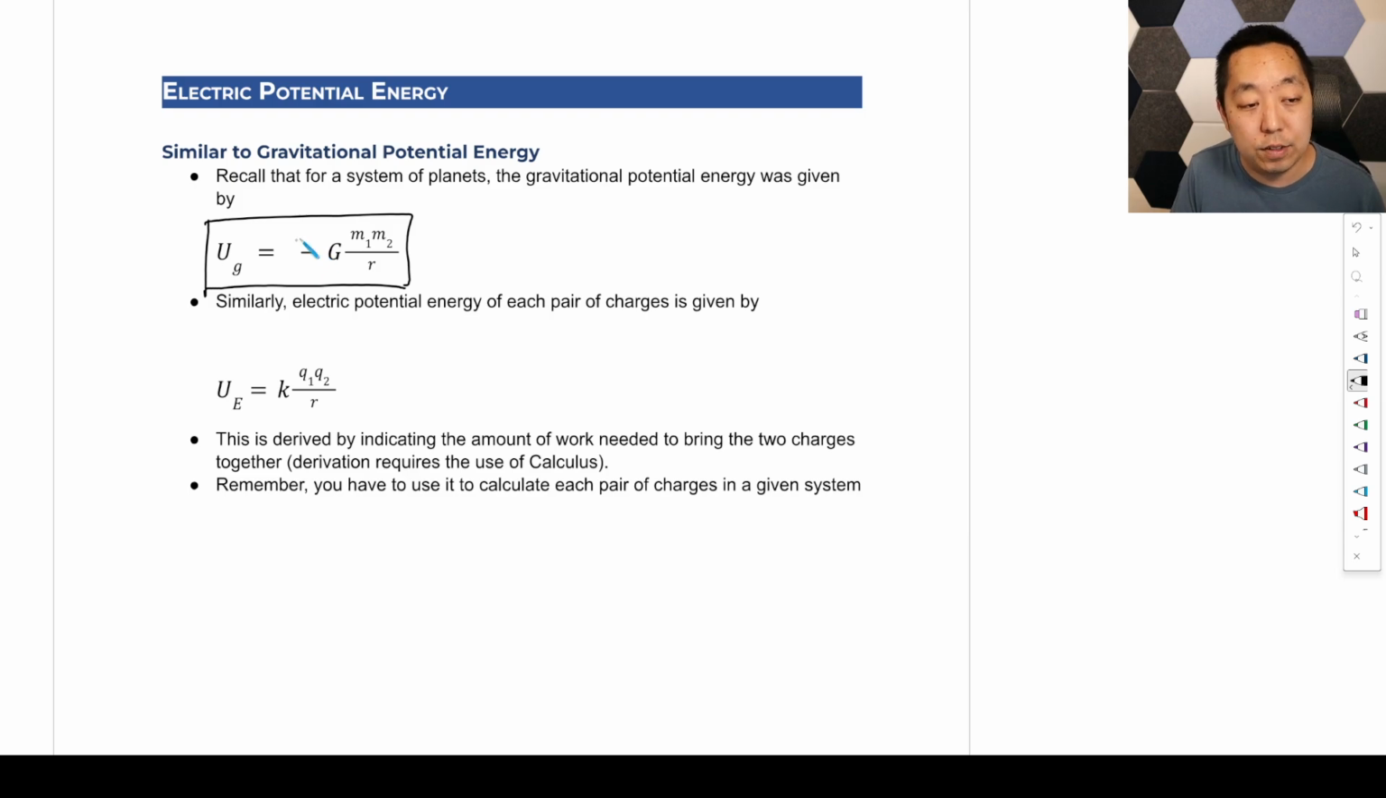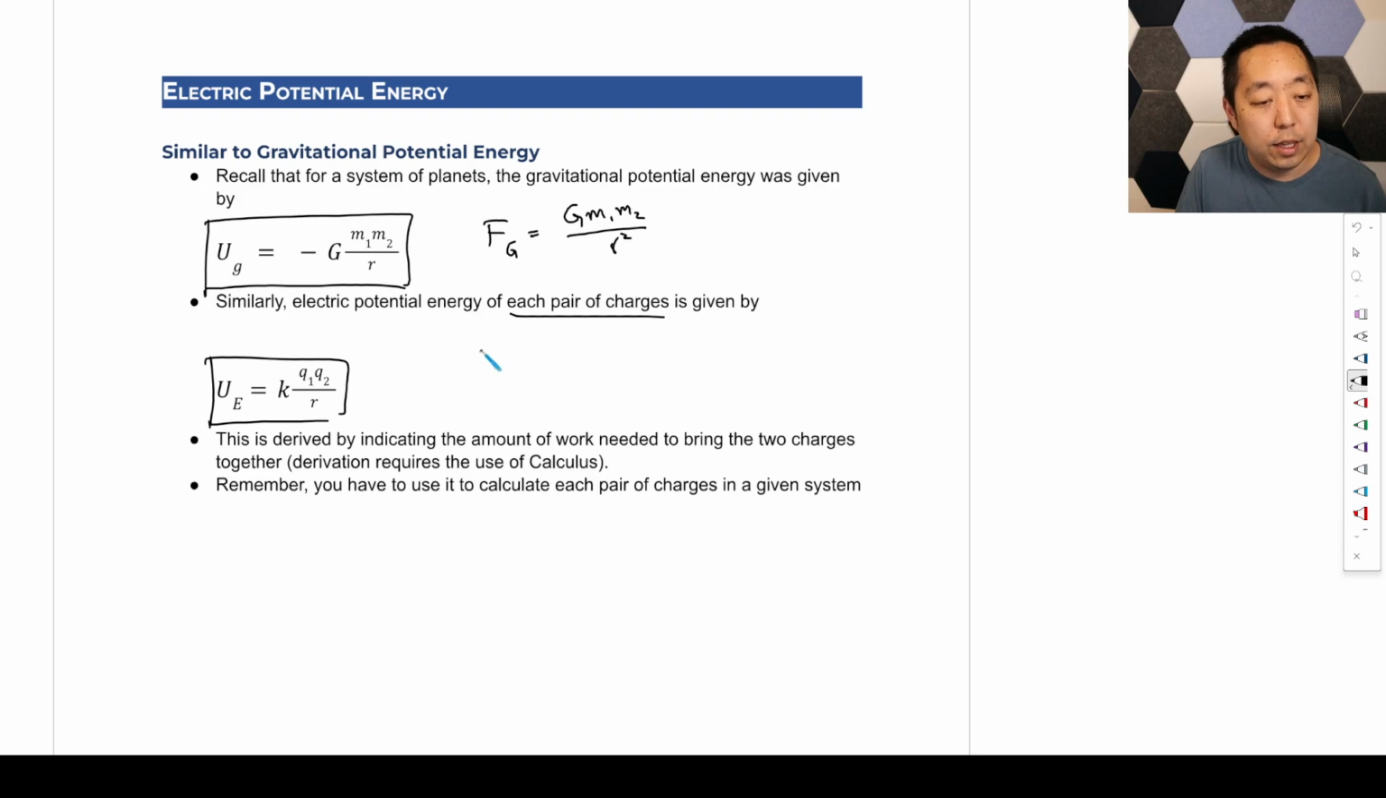And notice this negative sign here was to indicate that it was a negative potential energy when they were drawn towards each other. Okay, so there's a similar thing for electric potential energy of each pair of charges. It's given by this equation. Very similar, because remember the force of gravity does look like that, G m1 m2 over r squared, and then the electric force has got this k q1 q2 over r squared. And you might ask, why is there no negative sign on this one?